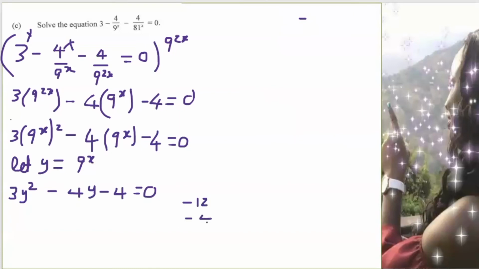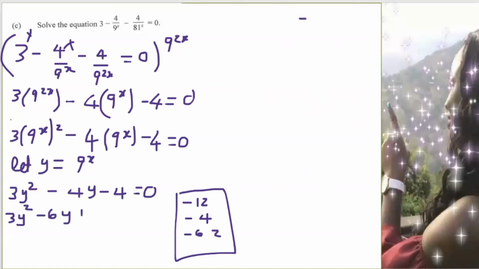I multiply 3 times negative 4 at the end, that gives me negative 12, but add to give me minus 4. So we need the two factors. The two factors will be minus 6 and 2, because minus 6 times 2 gives us negative 12, and minus 6 plus 2 gives me negative 4. So the next step is to replace the center with the factors. So I have 3y squared minus 6y plus 2y minus 4 equals 0.